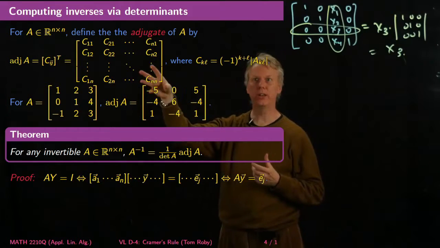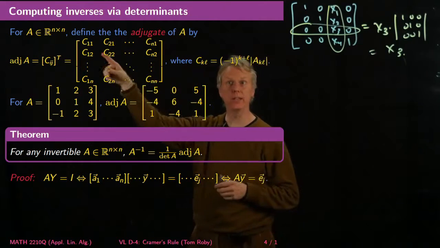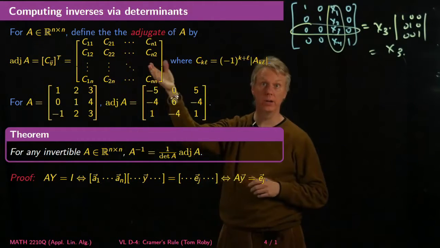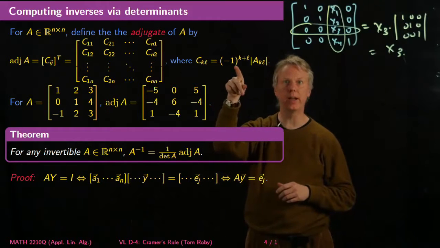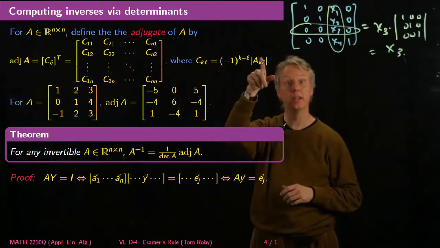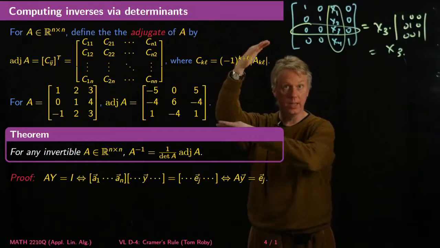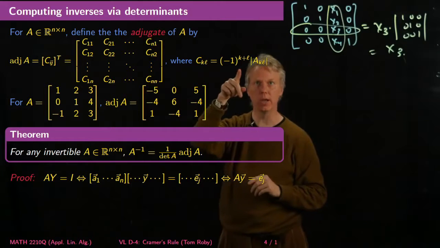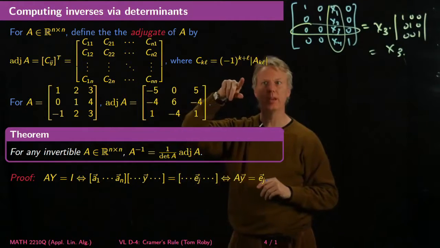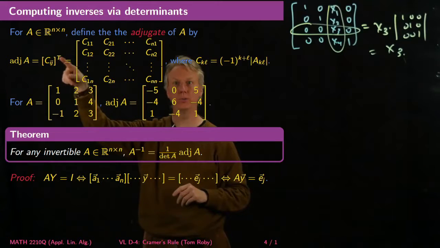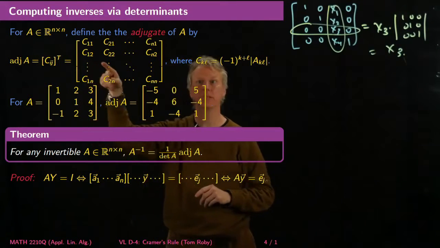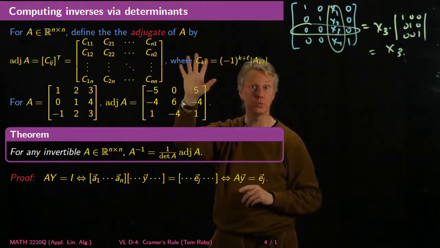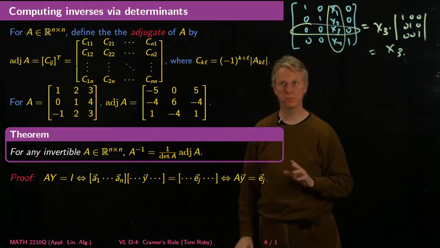So the adjugate of a matrix is another matrix of the same size, and each of these C_kl is just a number. What number is it? Well, it's this cofactor thing again. It's minus 1 to the k plus l times the determinant of A_kl. Delete the kth row and the lth column and take the determinant of that. So this is just some number, and I arrange them not the way you might think, but in the transpose of the way you might initially suspect. So I've got C11, C12, dot, dot, C1n going down the first column instead of across the first row. I'm using the transpose. Okay?